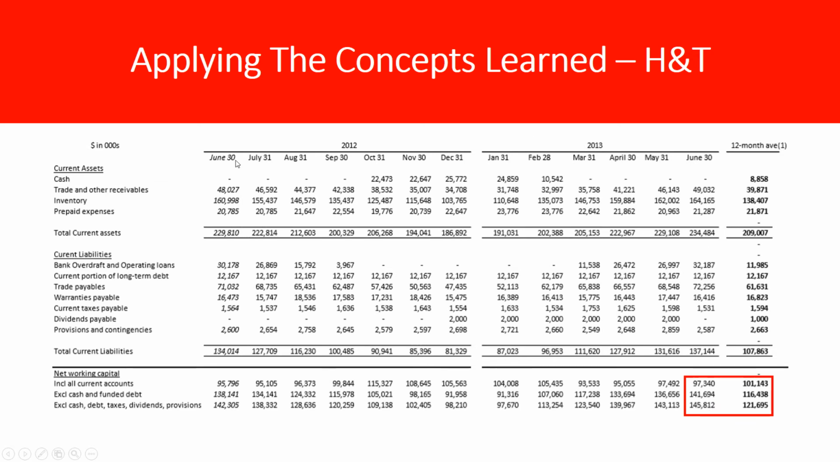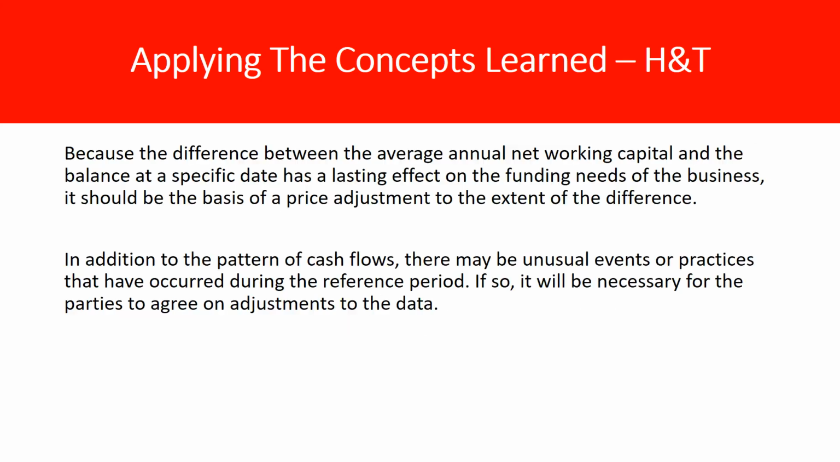So you can pause the video if you want and take a look at the numbers, but I'm going to be making references to these numbers. Because the difference between the average annual net working capital and the balance at a specific date has a lasting effect on the funding needs of the business, it should be the basis of a price adjustment to the extent of the difference. So this is what we need to talk about, this adjustment. In addition to the pattern of cash flows, there may be unusual events or practices that have occurred during the reference period. If so, it will be necessary for parties to agree on adjustments to the data.